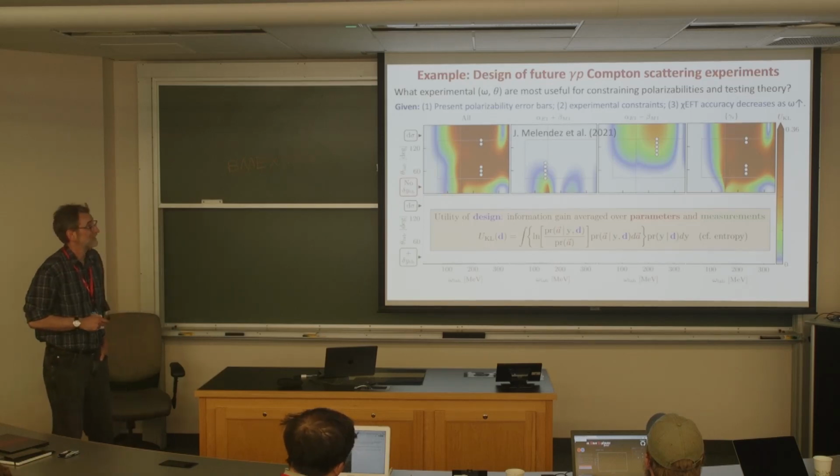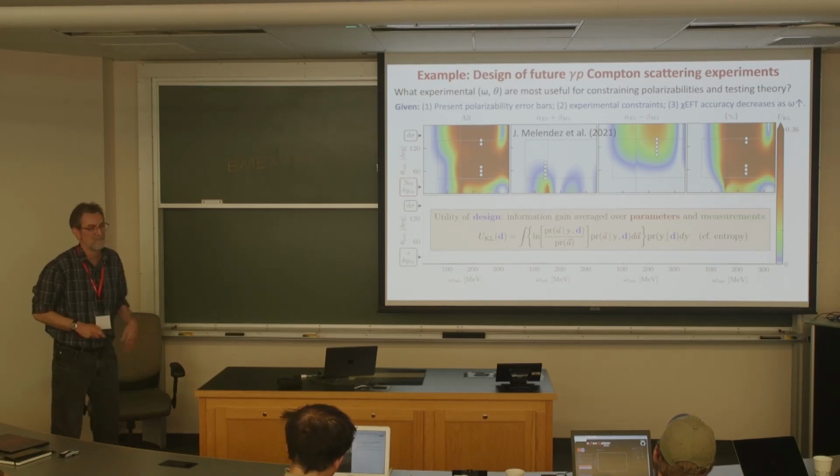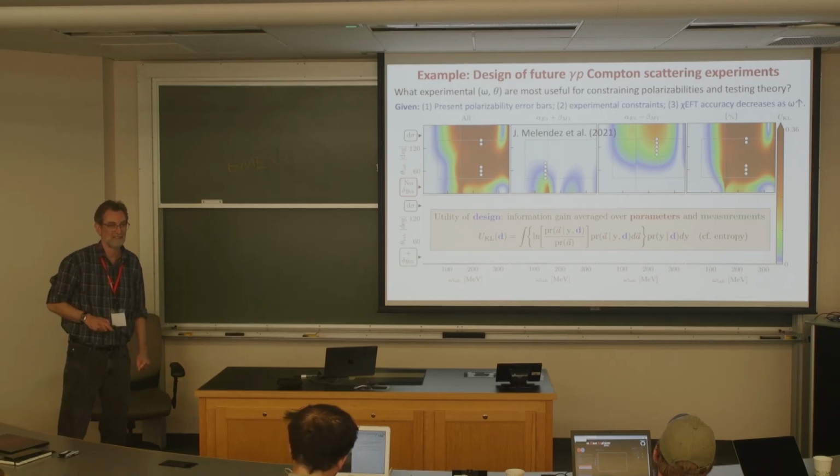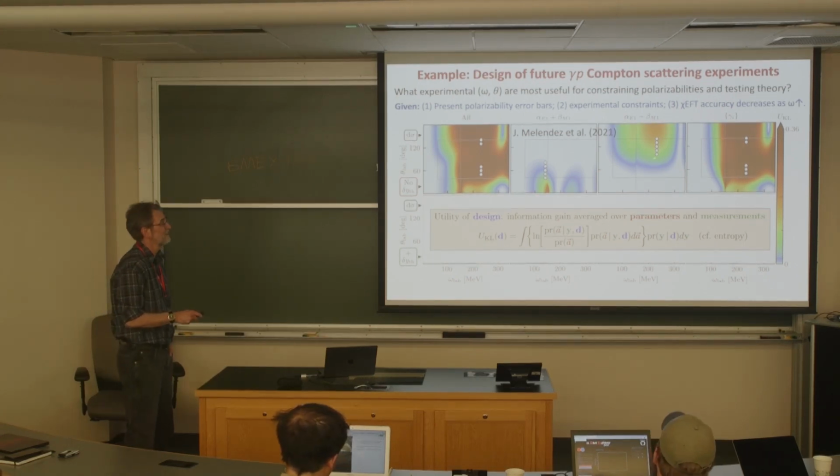This is a calculation that is doing this over this entire plane and coloring it according to how big this utility is. So you want it to be as dark as possible. And what is coming out of here are the 5 best measurements to make for this. So this one is saying that if you only could do 5, sit at a particular energy and do 5 different angles.